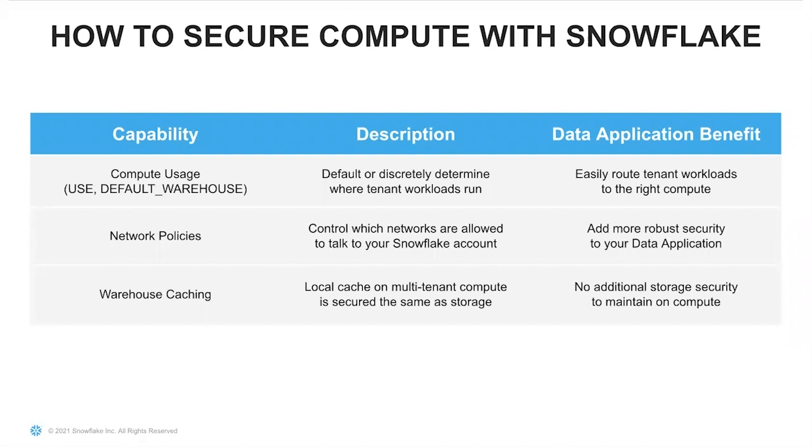As well, you should understand, when you're thinking about pooling tenants on compute, that the warehouses do cache data. And so you should be aware of the fact that if you've got multiple tenants sharing compute, their cache will reside on that compute node. Now, cache is secured in the same way that the underlying data is secured.